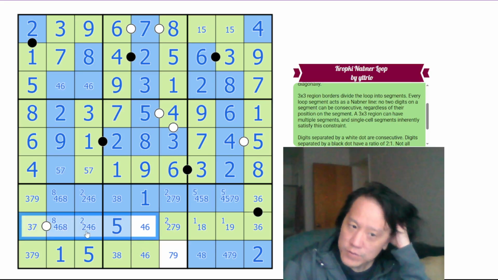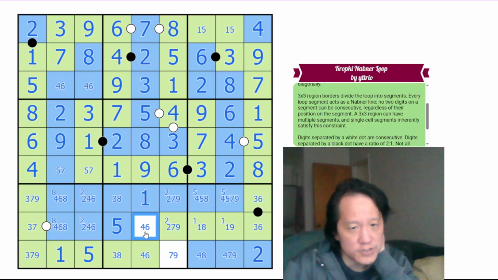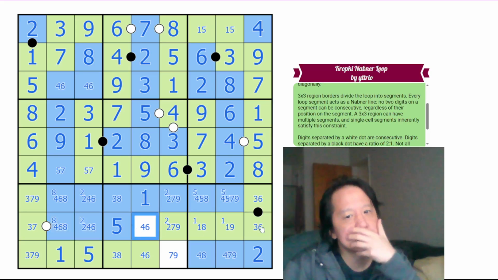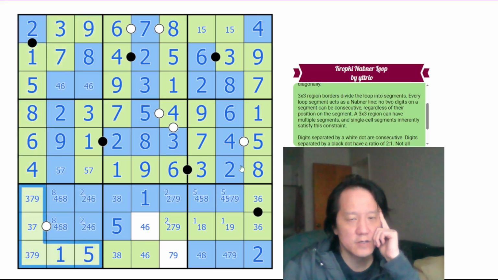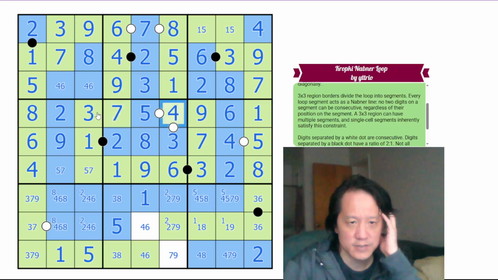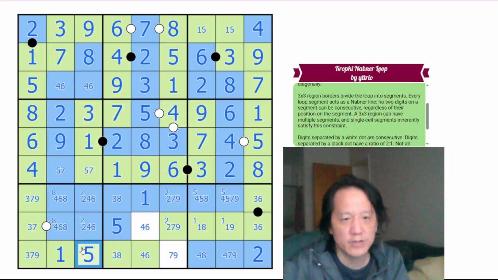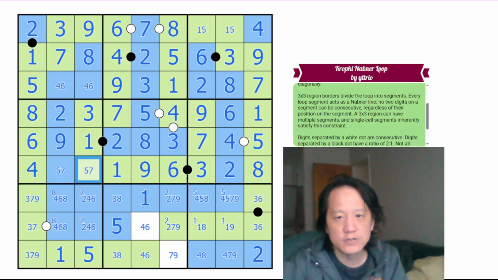Okay. These are even. This is an even digit. So again, the Nabner line works here. 1, 3, 5, 7, 9; 4, 6, 8; 1, 3, 5, 7, 9; 1, 3, 5, 7, 9; 1, 5, 8; 6, 4, 9; 7 by itself; 4 by itself; 3, 1, 5. This 5 eliminates 5 here. So this is 7, which makes that 5.